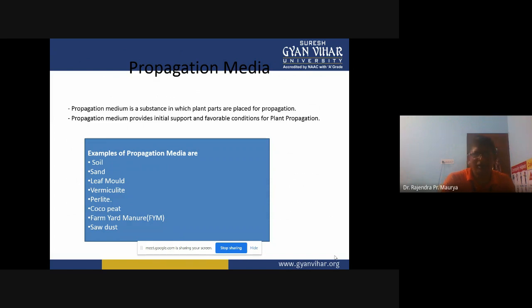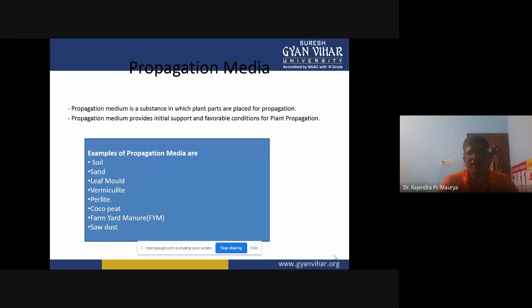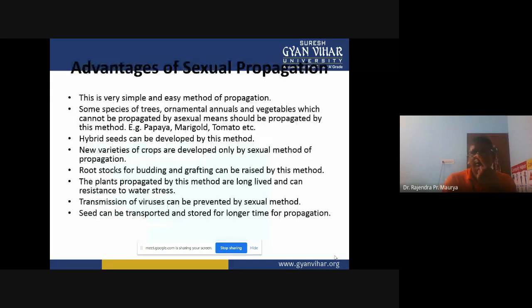And many others. Farmyard manure we can't use directly, but if we are using natural growing media like sand and soil, we can add it along with that. That will increase the water holding capacity, supply plant nutrients, and also improve the porosity.